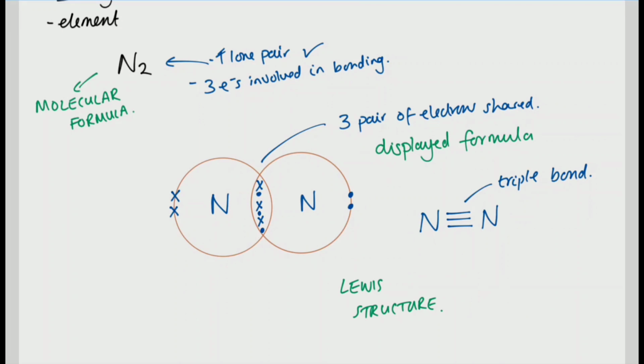Remember, from the molecular formula, we cannot work out how the atoms are bonding to each other. To find that out, we need to draw a dot cross diagram, and also we can draw displayed formulas. I hope you have found out a quick and simple way of working out the bonding in simple covalent molecules.